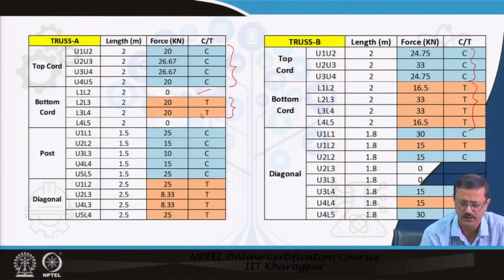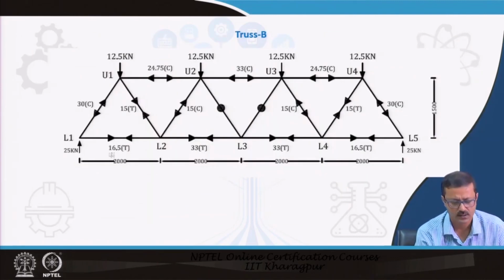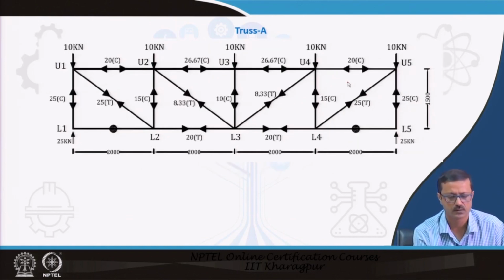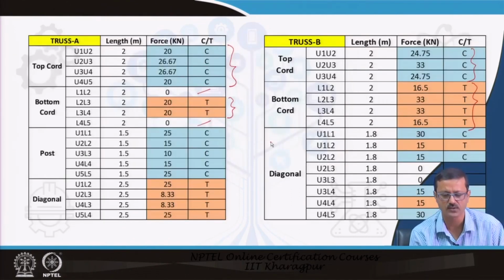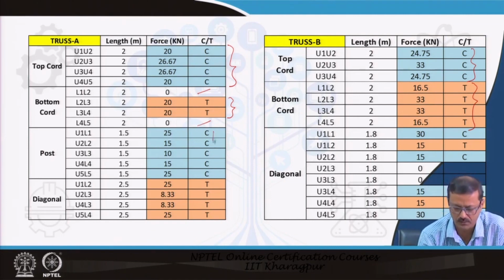Here I will get a null force, 0 force. The bottom chords are in tension and the top chords are in compression. So, this follows the pattern of the beam system, that is good. Posts are under compression and the diagonals are under tension.